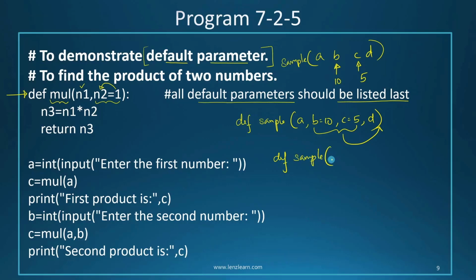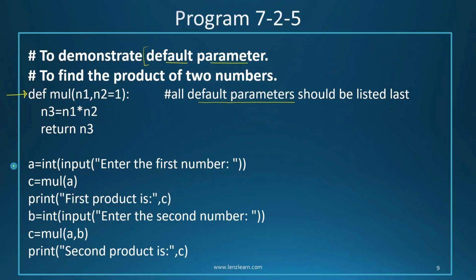sample. First you finish writing all the regular parameters which don't have default values. So I have a and d, followed by all the parameters which have default values. I can write here c equal to 5, and after that b is equal to 10. Okay, there is no problem. So this will work correctly, but the earlier definition will give you an error.